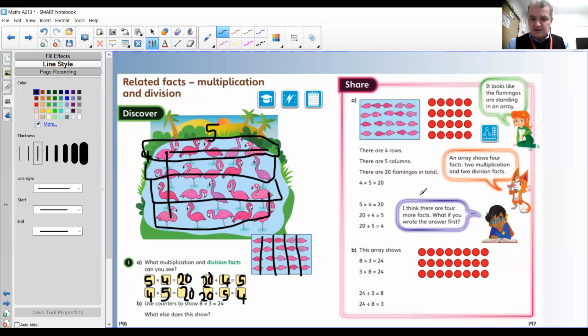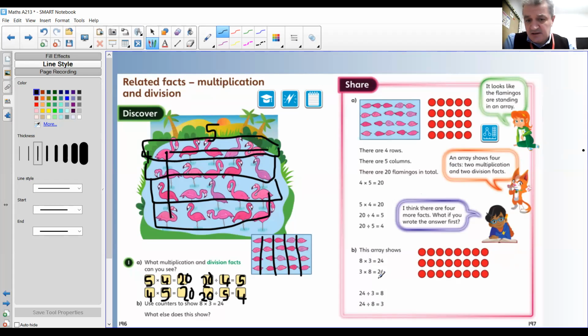Okay, so this is just going through the share. So just read through the share. Make sure you understand. It's just explaining the multiplication that's related to the array, the 8 times 3 and the 3 times 8, and the associated division number sentences or division facts.